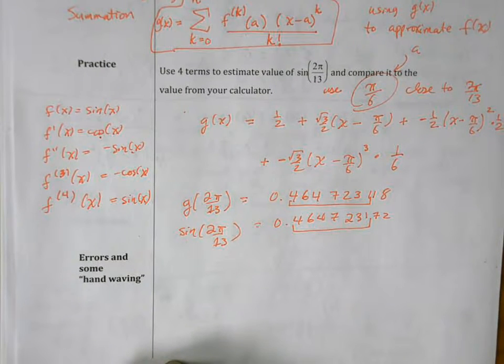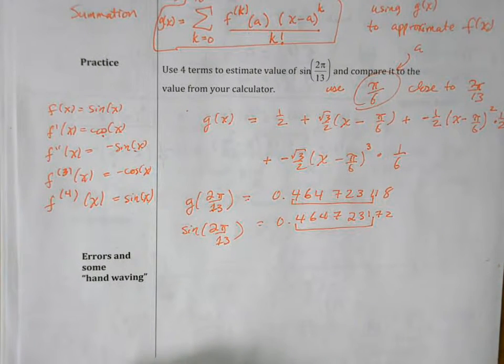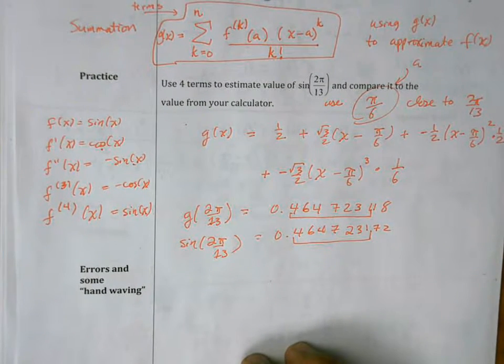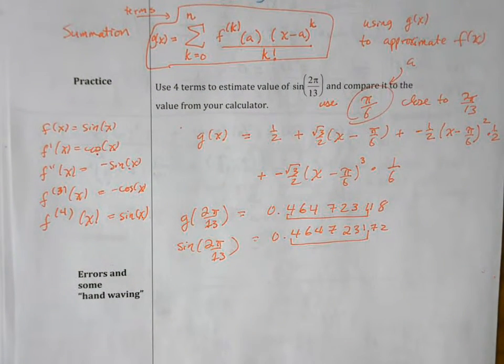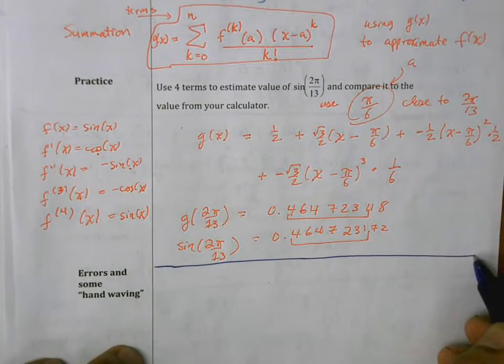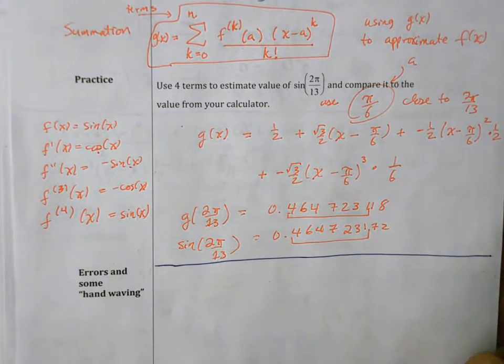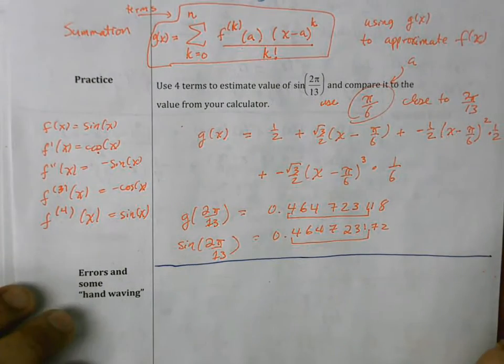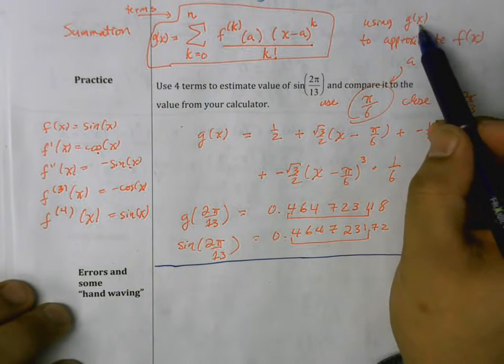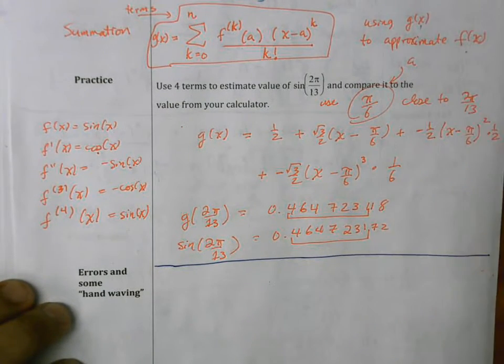Welcome to the series of videos on Taylor Polynomials, and I think this is our fifth or sixth video. At this point, I make this note here called errors and hand waving, because it's important to understand the scope, the power, but also the limitation of our methods here. So what we've been doing all along is using g to approximate f.